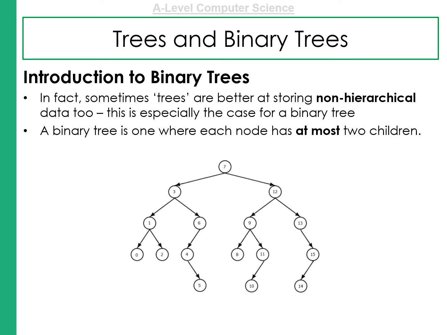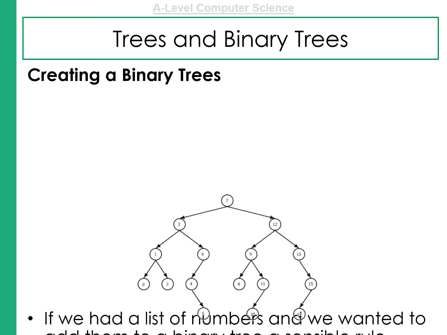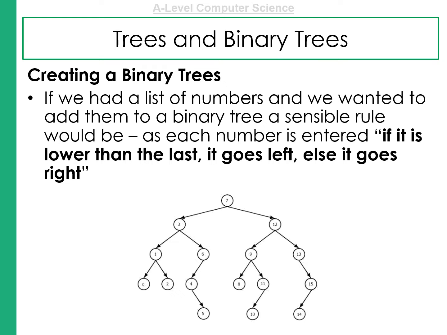There are occasions when trees are actually better at storing non-hierarchical data too. And this is the case for what we call a binary tree. A binary tree, remember binary usually has two options. Well, in a binary tree, every node has at most 2 children. It can have 1 or it could have 0, but the maximum it can have is 2. When creating a binary tree, we have to think of the following rule. When we're entering a number, if it is lower than the last value, it goes to the left. Otherwise, it goes to the right.